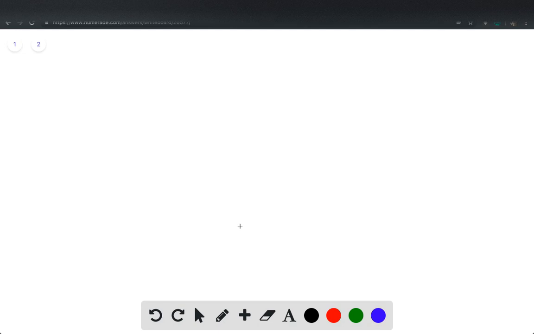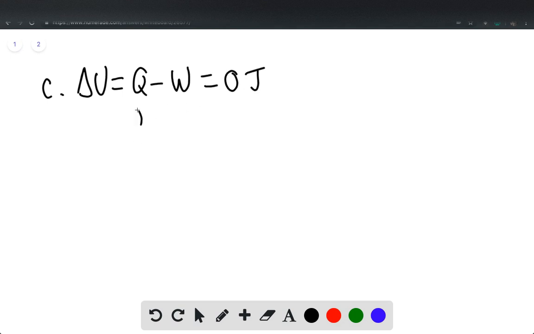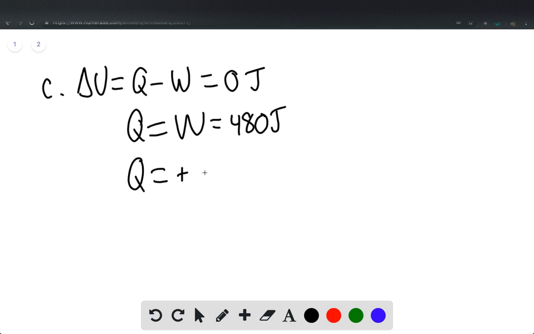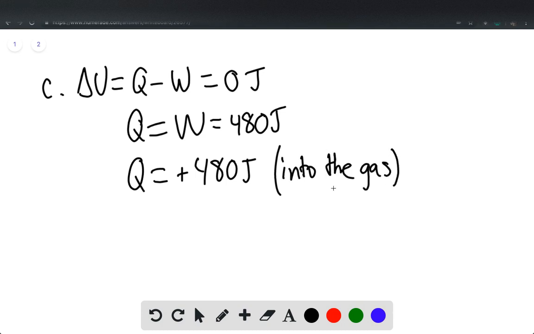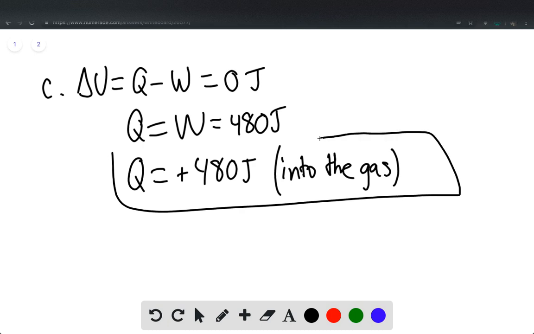And then it's asking us for the heat transfer. So for part C, we have that the change in internal energy is going to be equal to Q minus W, and we know that this is going to equal 0 joules. So this means that Q is going to equal W, which equals 480 joules. Now, again, this is positive. So if Q equals positive 480 joules, that means that the heat is going to go into the gas. So this will be our final answer for part C.